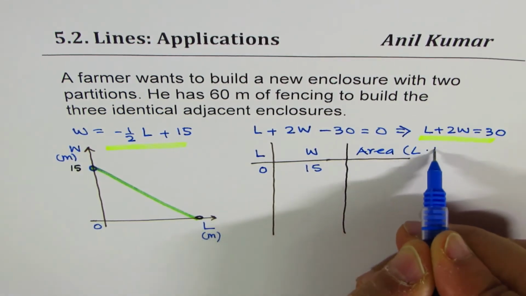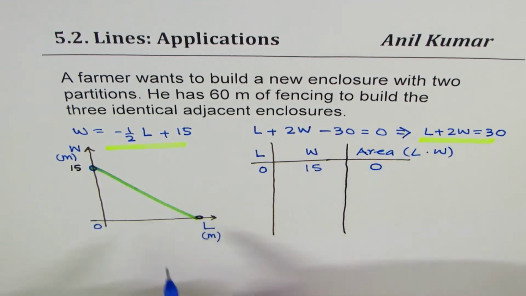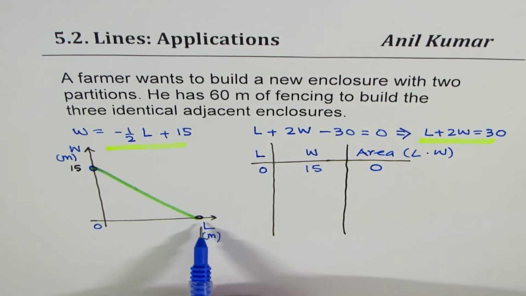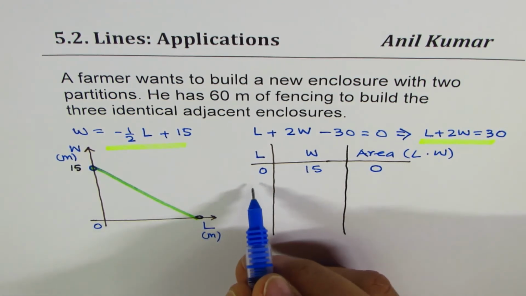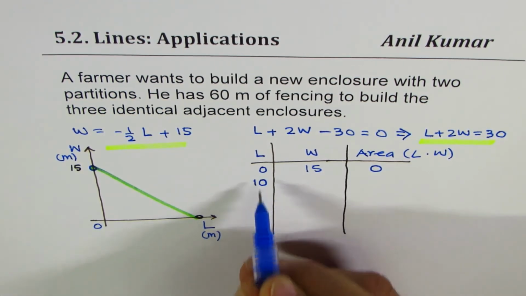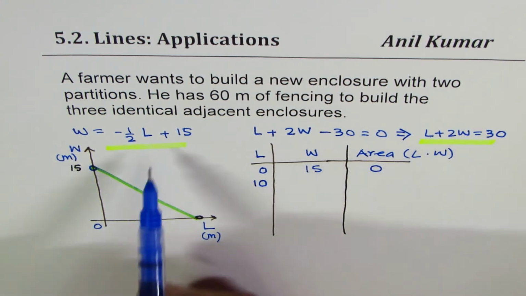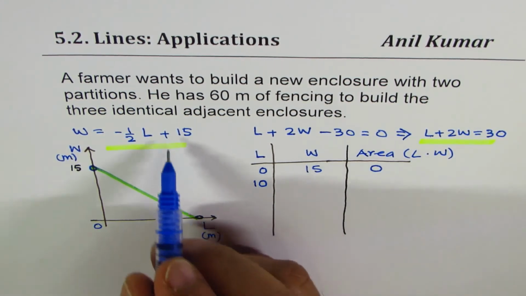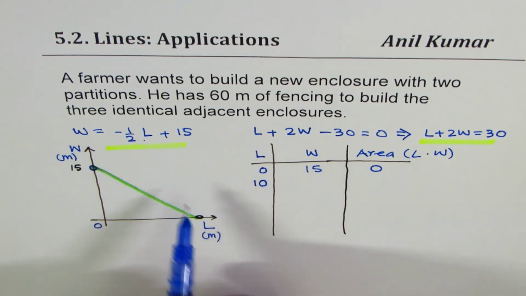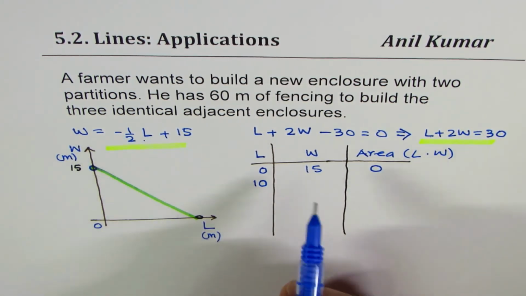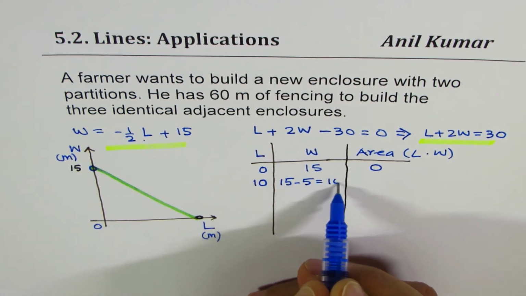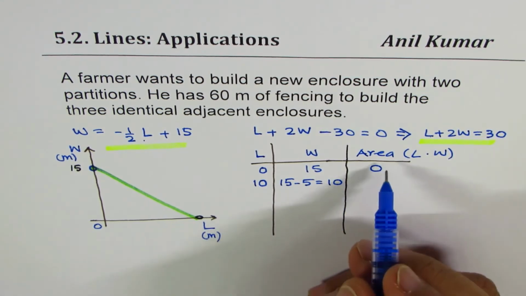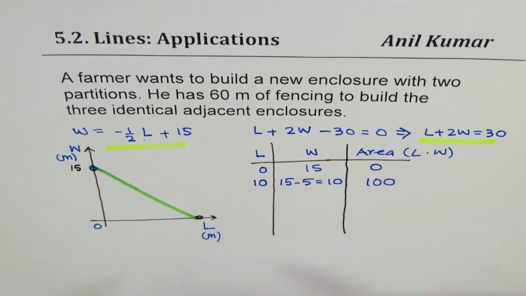Area is length times width. Practically, you cannot have length as 0, right? That is not a possible value, correct? Now let's take different values of length. Let's take the value of length as 10. Then W will be 15 minus half of L, using this equation, right? So it is 15 minus 5, which is 10. And 10 times 10 will give me an area of 100. Do you see that?